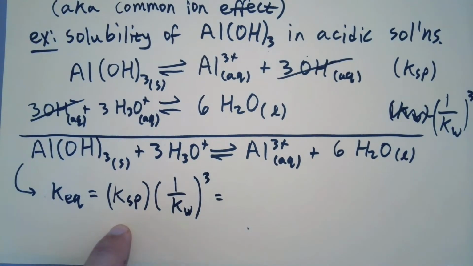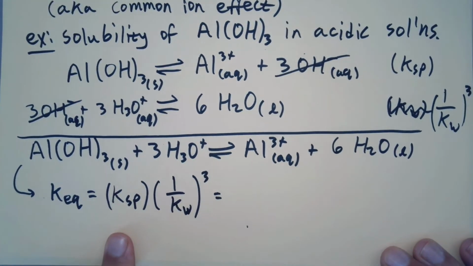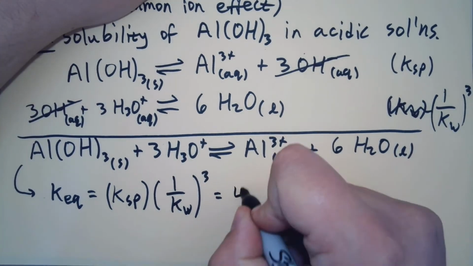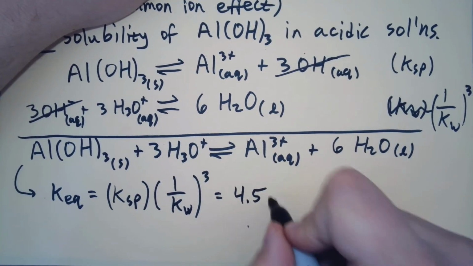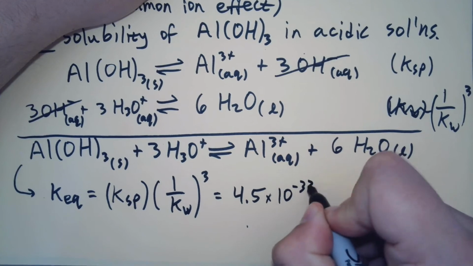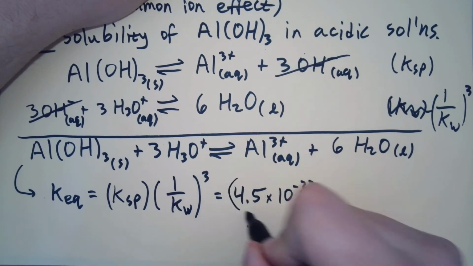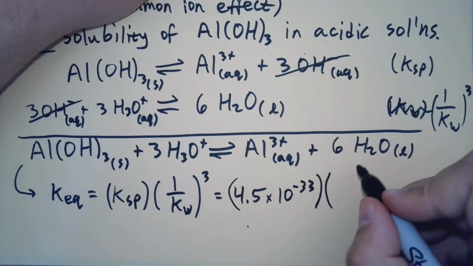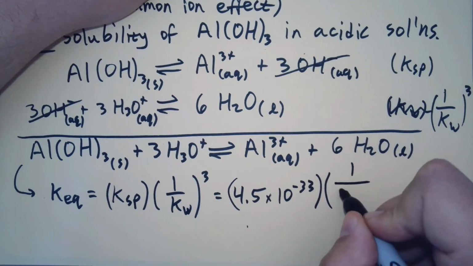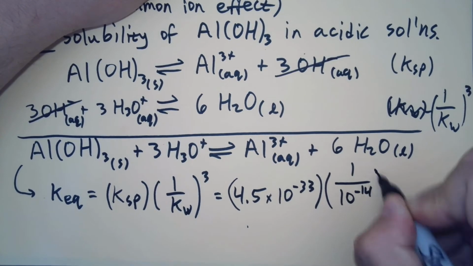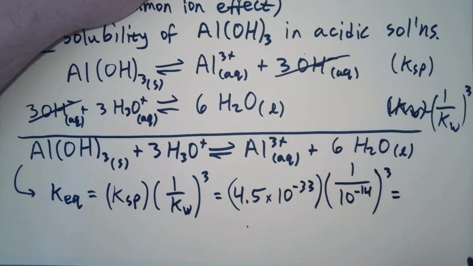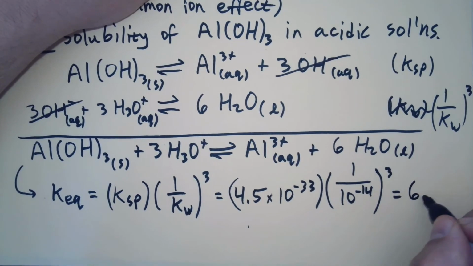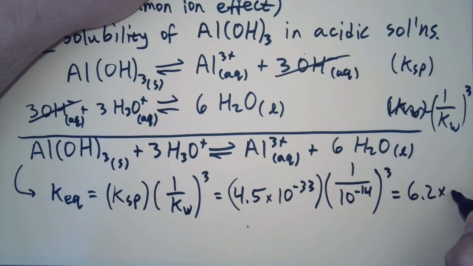And so KSP, you'll remember from the last video, that was 4.5 times 10 to the minus 33. And then it'll be times 1 over 10 to the minus 14 cubed. And so you just punch it all up for the math, and you get 6.2 times 10 to the 15.